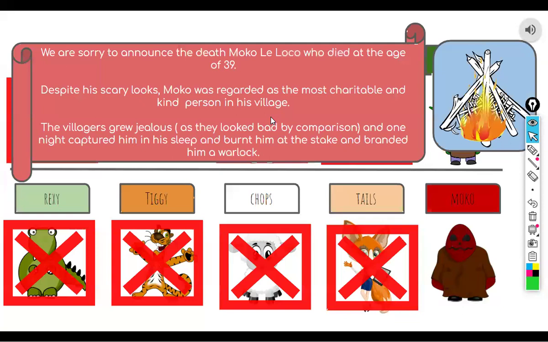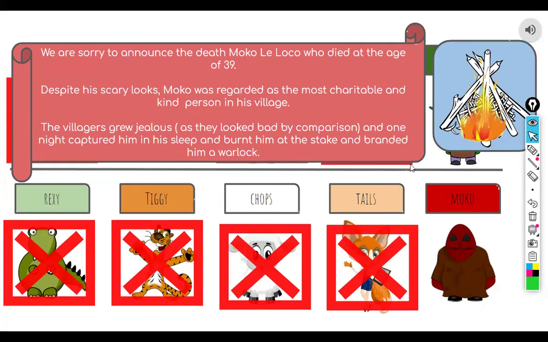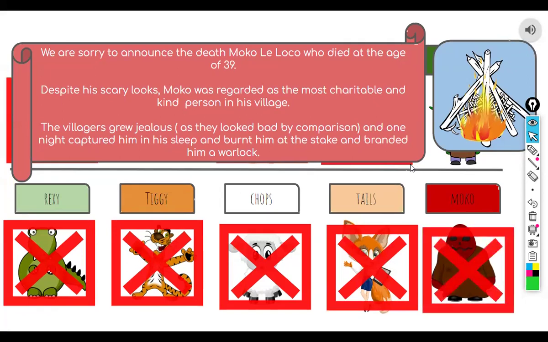Oh no, next on the list, we're sorry to announce the death of Moko Le Loco, who died at the age of 39. Despite his scary looks, Moko was regarded as the most charitable and kind person in his village. Apparently, the villagers grew jealous of him because they were looking bad by comparison and branded him a witch and burnt him. Poor Moko, right? This is what we get for being nice to people. All right, so the battle is between Zoop Zoop and Felix.